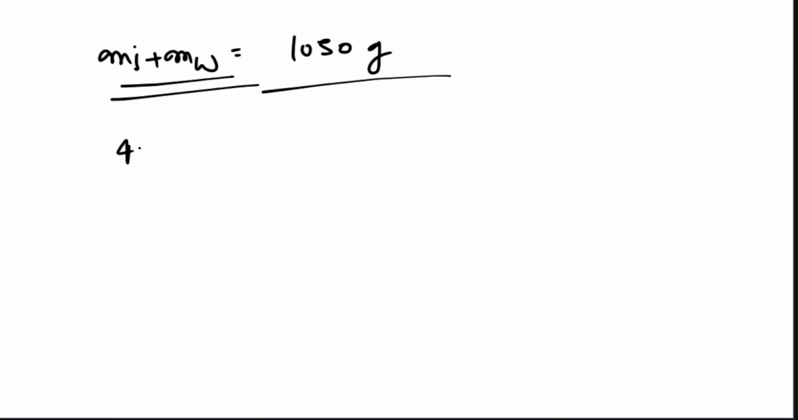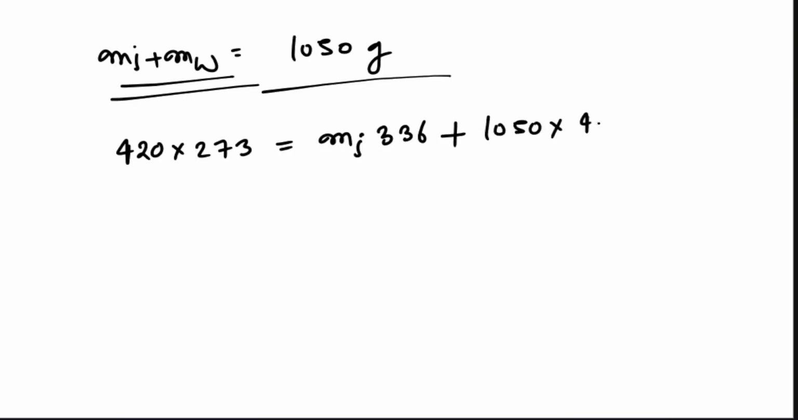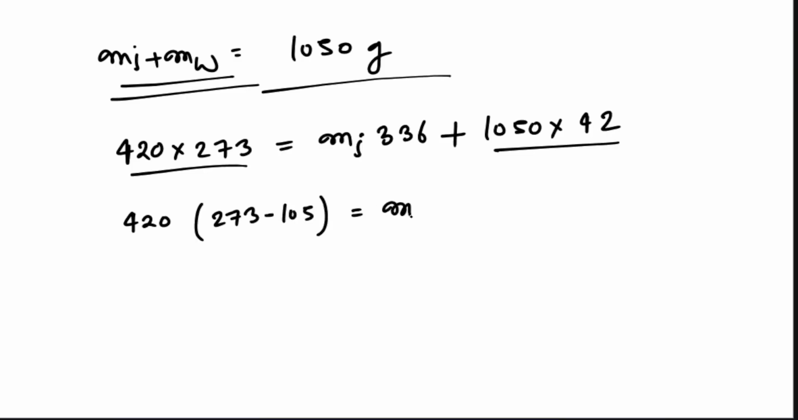So if you do that, 420 into 273 is equal to mi into 336 plus mi plus mw, 1050, into 4.2 into 10, that is 42. Okay? So let me write it like this. This is this, right? And this will become equal to how much? See carefully, subtract this from this, take 420 common, then this will become 273 minus 105, and this is equal to mi into 336. Okay?